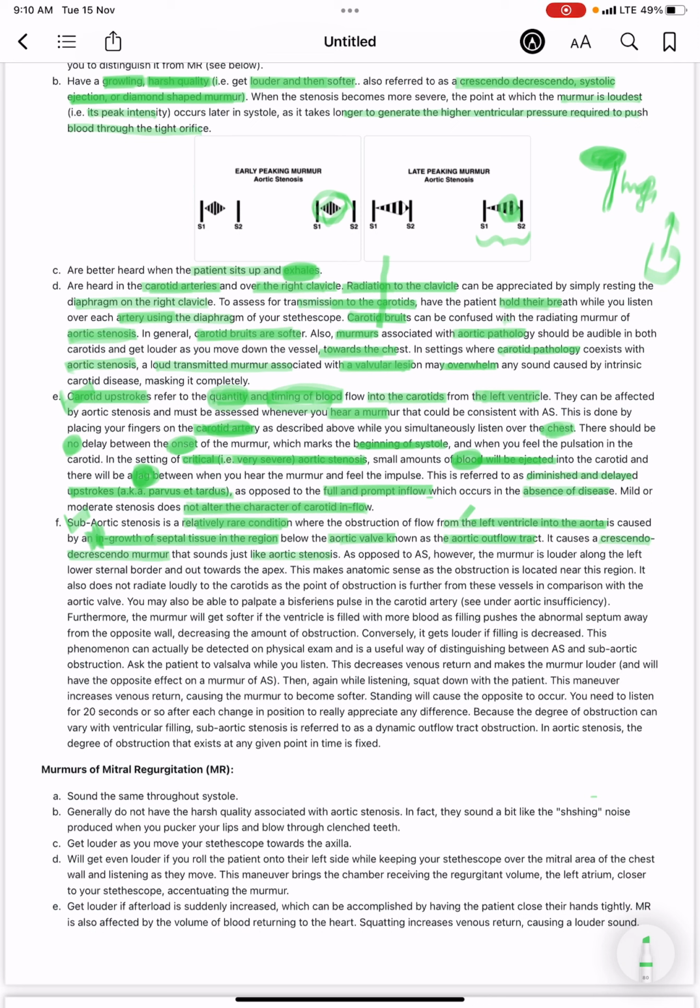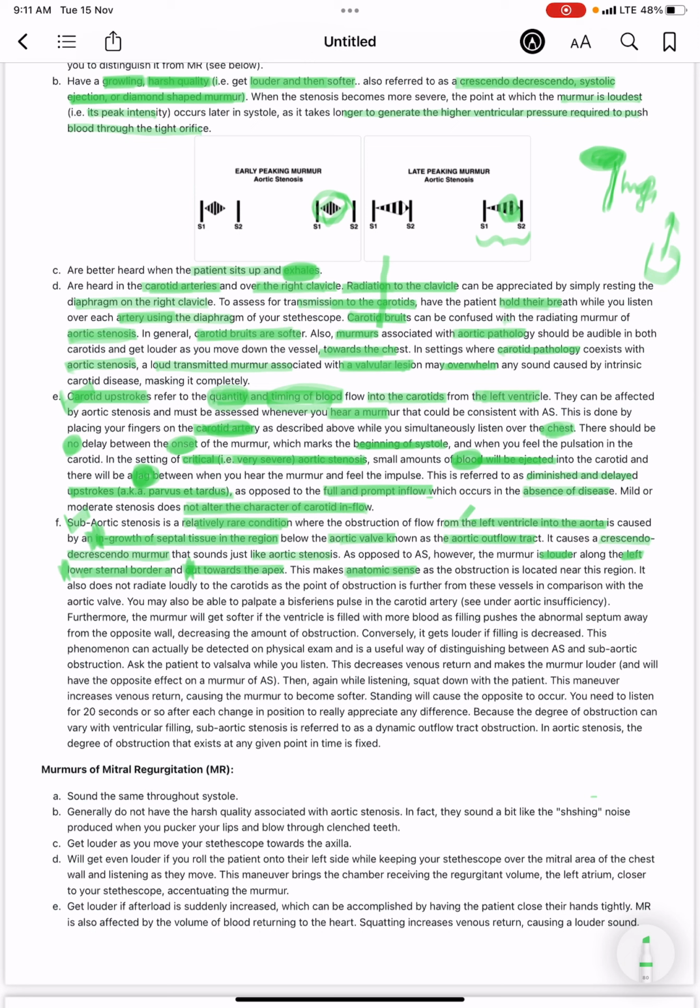As opposed to aortic stenosis, however, the murmur is louder along the left lower sternal border and out towards the apex. So this makes anatomic sense, as the obstruction is located near this region.